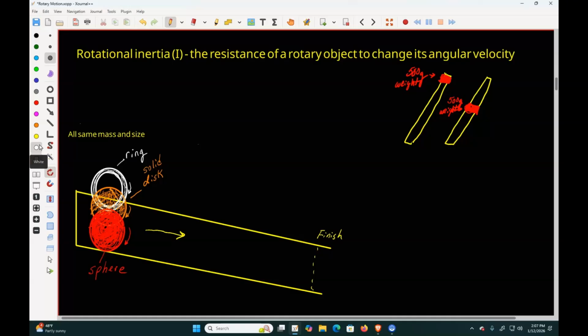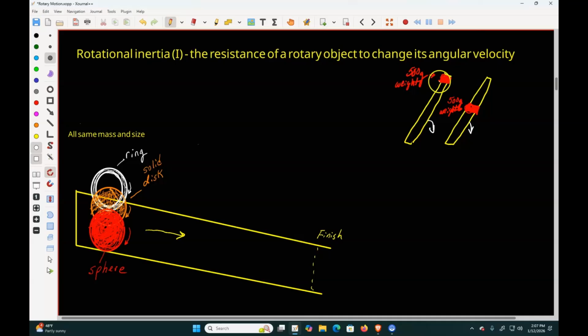Rotational inertia, which we represent with the letter I, is the resistance of a rotary object to the change in angular velocity. So if I have 2 meter sticks here, and I tape a 500-gram weight to each meter stick, and I secure the bottom so they can rotate. If I release them at the same time, at the same angle, and let them rotate to the floor, which one will hit the ground first, or will they hit the ground at the same time?